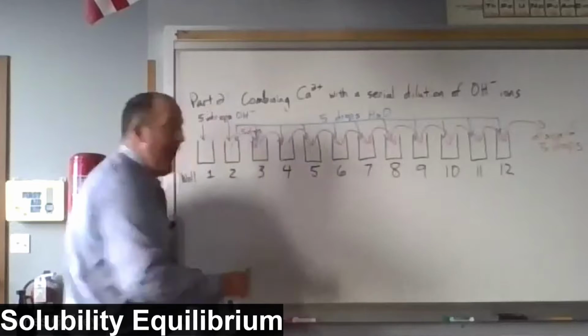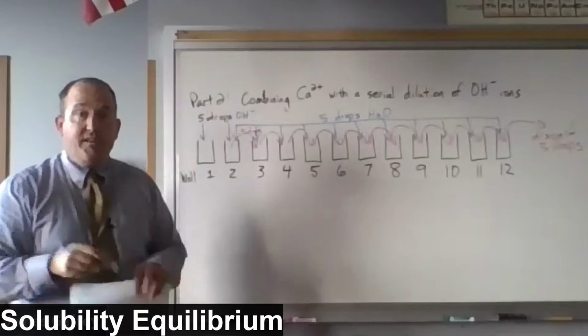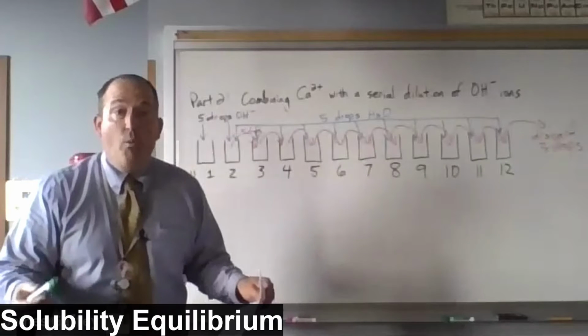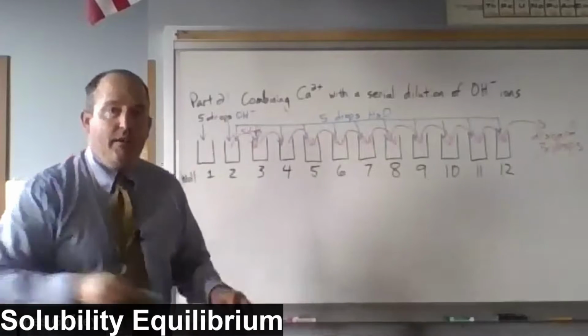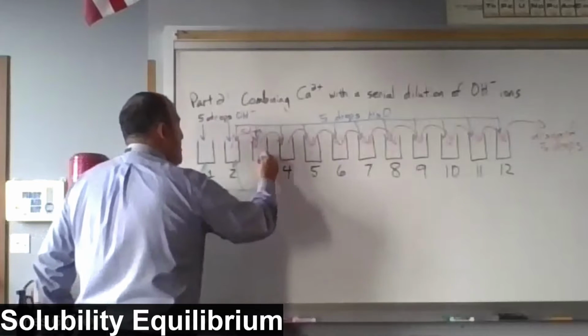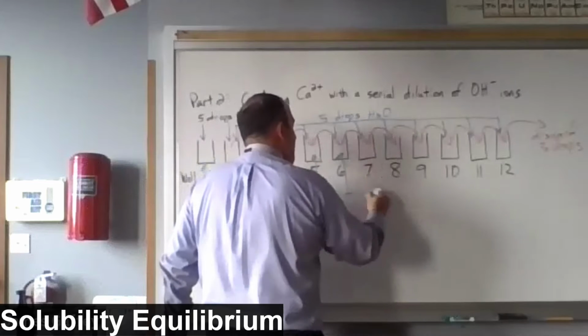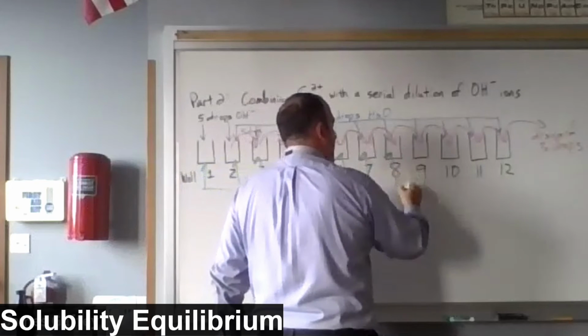So now we've got a beautiful serial dilution of hydroxide, but we haven't gotten a chance to make the precipitate calcium hydroxide. To every single well, wells 1 through 12, we're going to add 5 drops of the calcium ion.